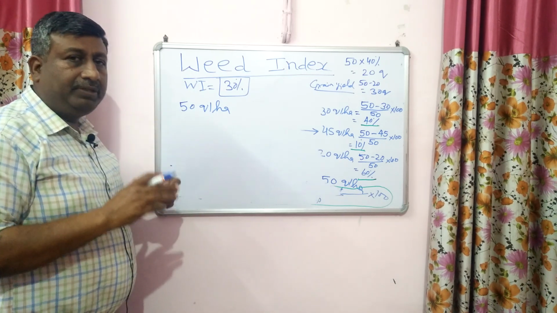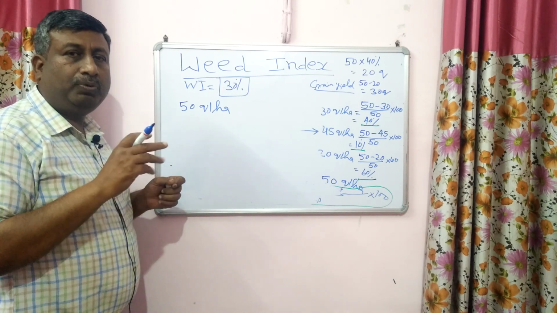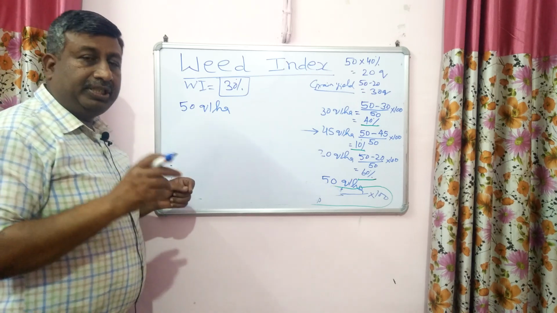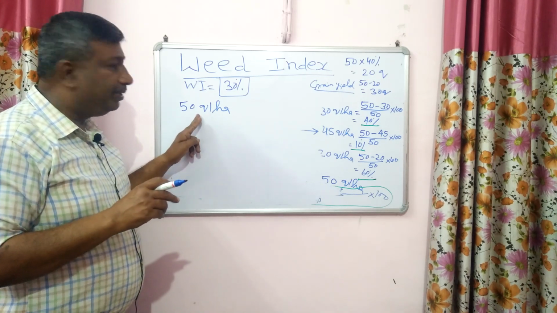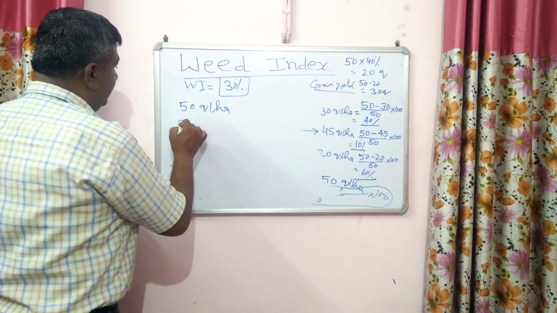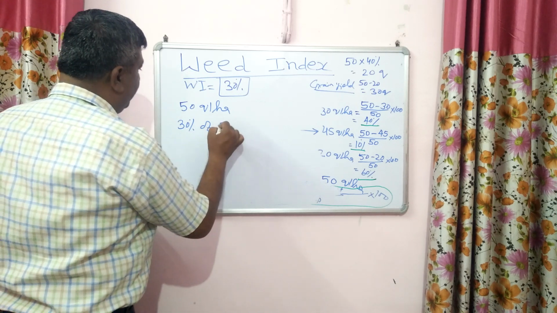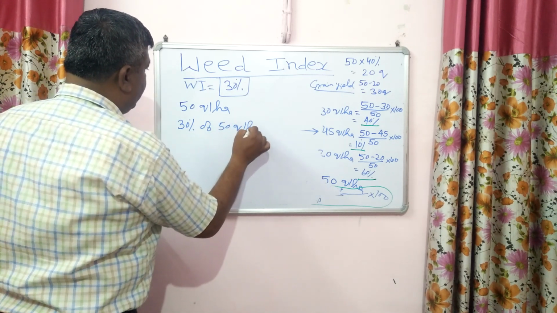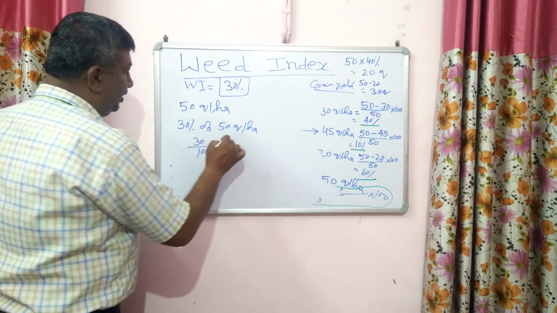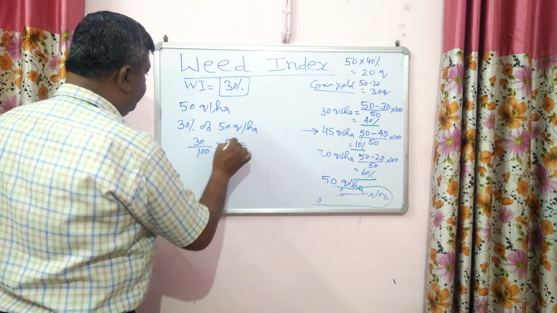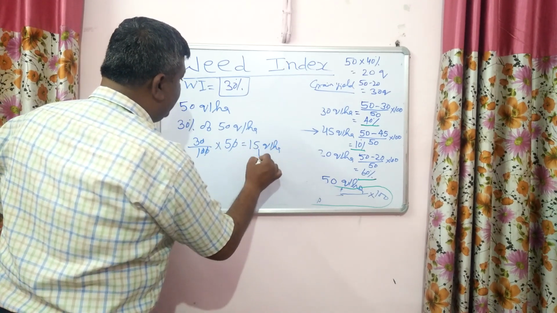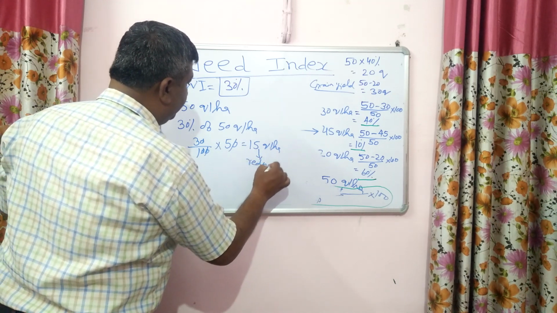अगर weed index की वैल्यू 30% है तो इसका मतलब कि उस ट्रीटमेंट में 30% yield reduction हुआ है. किसका 30%? उस yield का जो हमें weed free crop में मिल रही है. Suppose weed free crop yield is 50 quintal, then 30% of 50 quintal per hectare is 30 upon 100 multiplied by 50. So it is the reduction, it is not the yield.